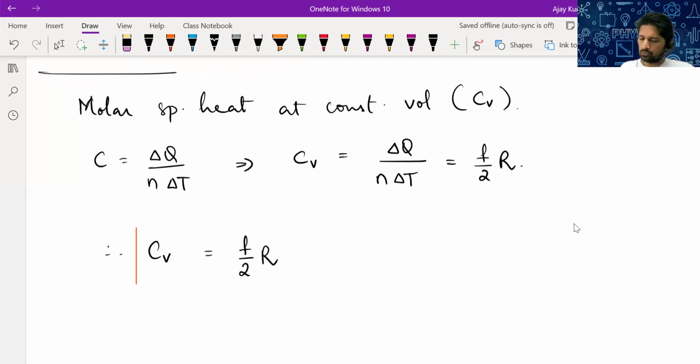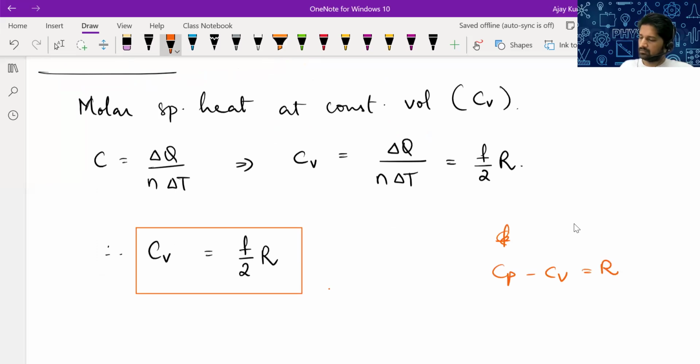Cp was F by 2 plus 1 multiplied with R. Cv is F by 2 multiplied with R. In fact, in chemistry, you must have derived or come across this equation. Cp minus Cv is equal to R. Okay, there is an elaborate derivation also for it. I don't know if you have done it or not.